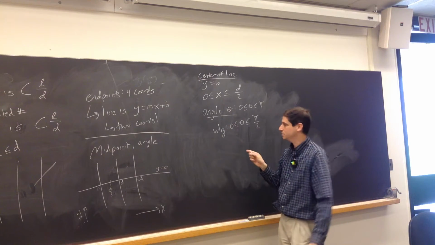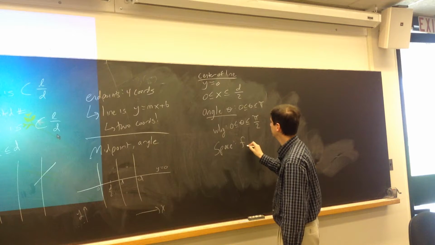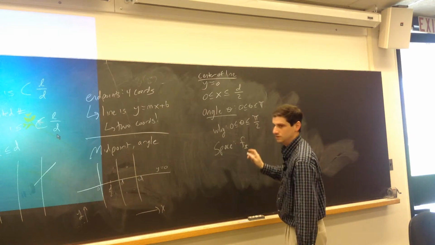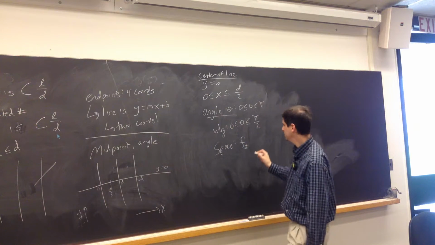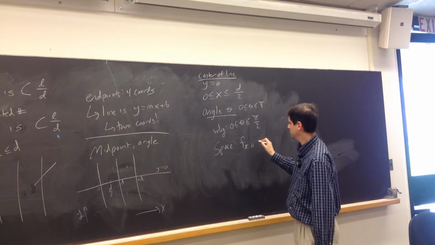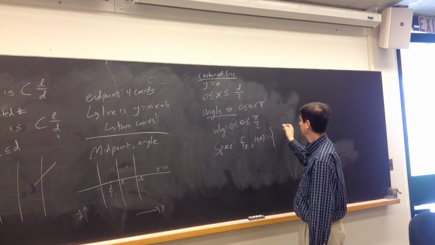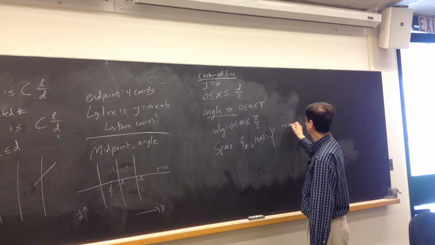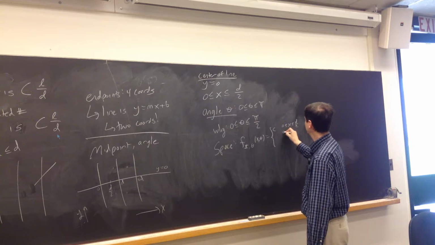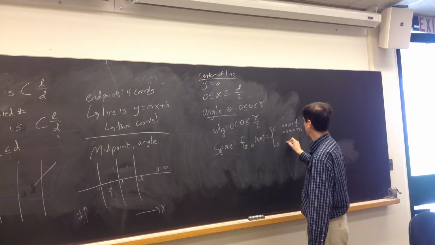So now I have a space. So here's my space. The density f of x and capital theta, of x and theta, is going to be some constant if 0 less than or equal to x less than or equal to d over 2, 0 less than or equal to theta less than or equal to pi halves, and 0 otherwise.